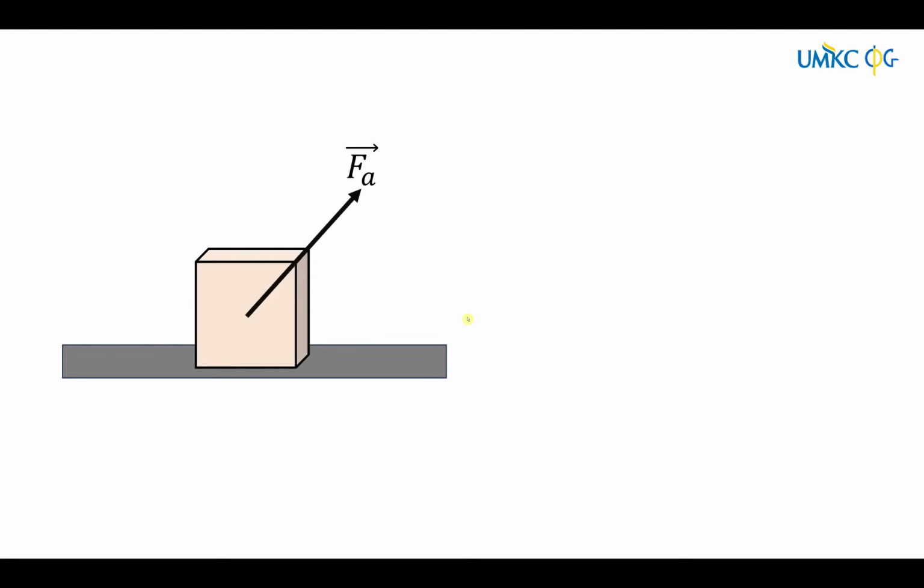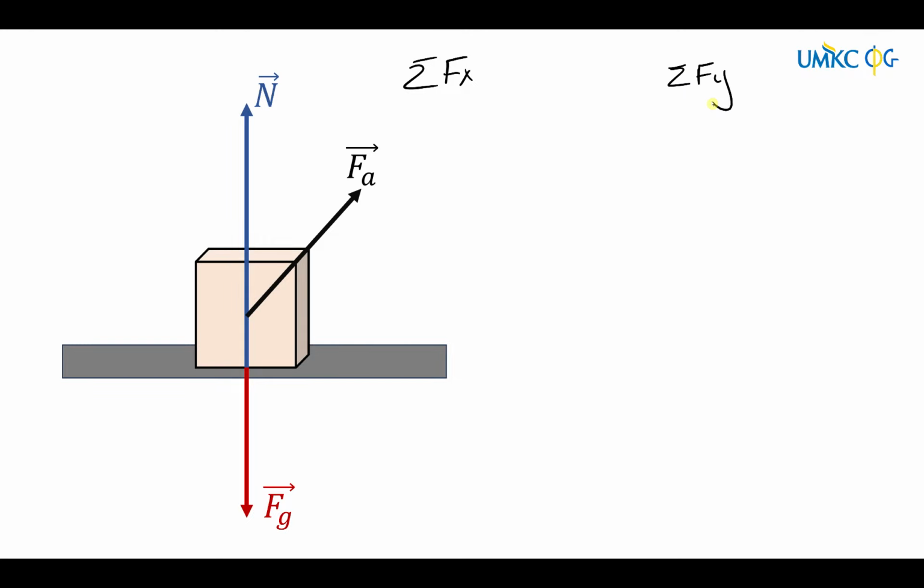Now, what if we make this a little bit more complex? We add an applied force that is coming off at an angle. I still need to draw all of my forces on here. So I have the force due to gravity, and I also have a normal force because this object is sitting on a surface. Now, the problem is that my applied force is not fully in the x direction or fully in the y direction.